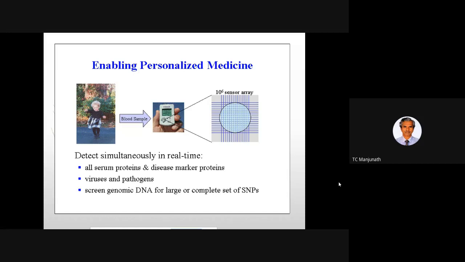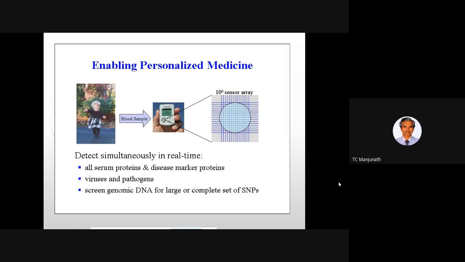The proteins, then the viruses, any pathogens that are there, the WBCs, the RBCs, the DNA, and the complete set of SNPs. All these are detected, just a drop of blood is kept on the sensor array, and that is displayed using digital means on that particular device. And that is also transmitted using GSM to the patient's mobile or to the computers or to the medical records department for storing purposes.